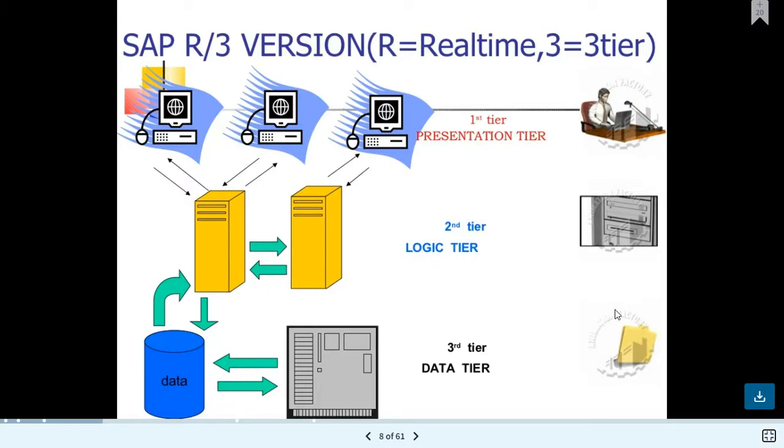SAP R/3 versions: R means real time, 3 means tier. So real time with three tiers: first, second, and third. The first tier is the presentation tier. The second tier is called the logical tier, or logic tier. And the third tier, which handles the data, is called the data tier.